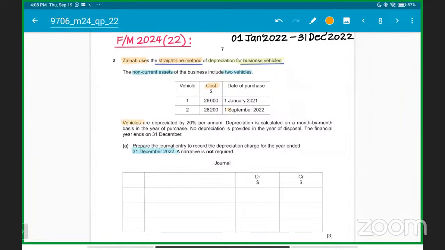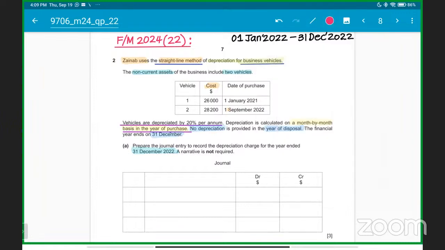Vehicles are depreciated by 20% per annum, and depreciation is calculated on a month-by-month basis. The accounting method is straight line, which is 20% on the cost. And the policy is monthly: month-by-month depreciation in the year of purchase, and we are not going to charge any depreciation in the year of disposal. The financial year ends on 31st December.